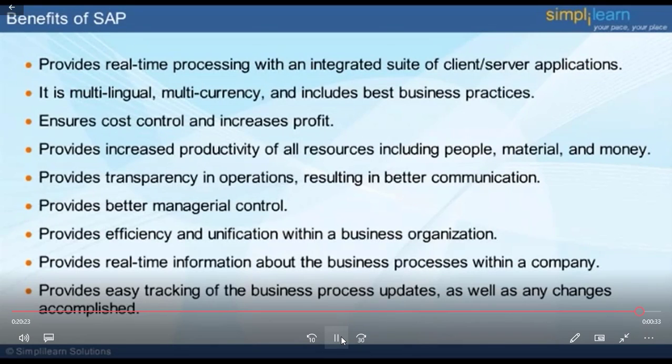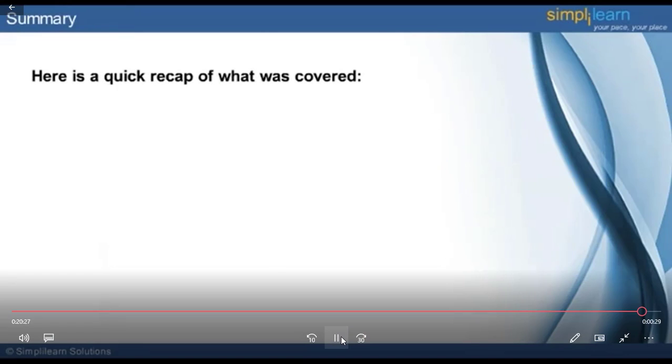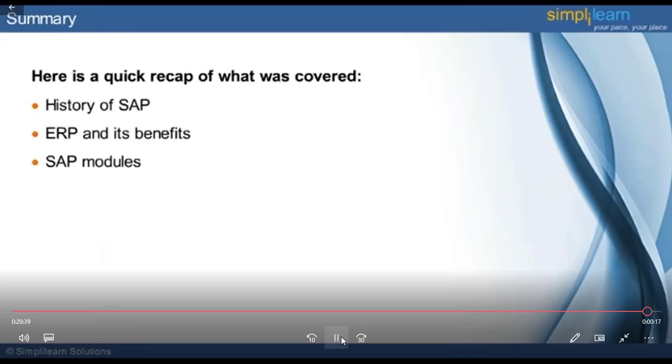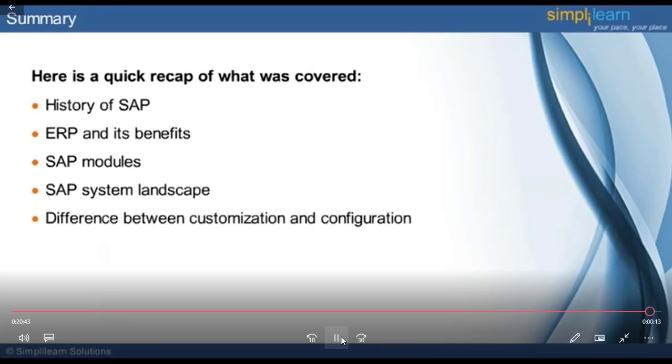We will summarize what we have learnt so far in the next slide. Here is a quick recap of what was covered. We learned about the history of SAP, ERP, and its benefits, the different modules in SAP, SAP System Landscape, the difference between customization and configuration, and the benefits of SAP. Before we move on to the next lesson, please go through the quiz to check your knowledge.